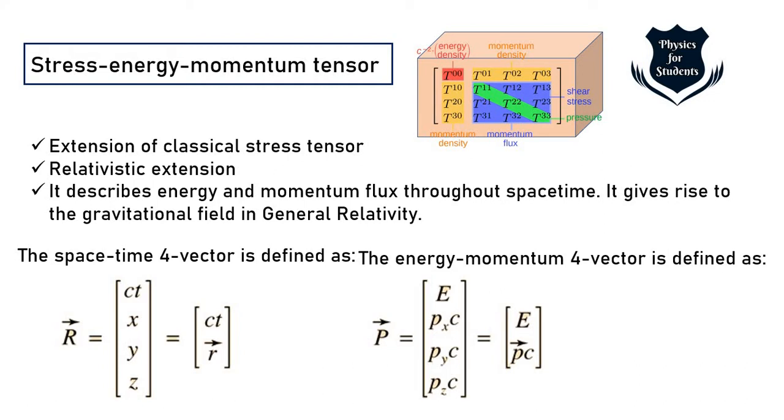So just try to understand one thing, that the stress energy momentum tensor is nothing more than what we learned in the classical relativistic world. This is the Newtonian tensor, which is further extended to the relativistic tensor, and now we are dealing with general relativity, which is further expanded to the stress energy momentum tensor.